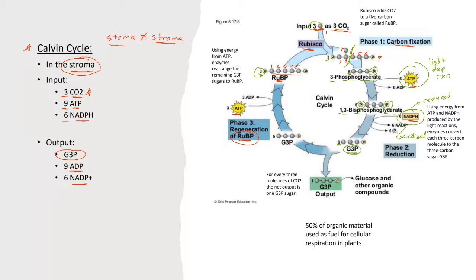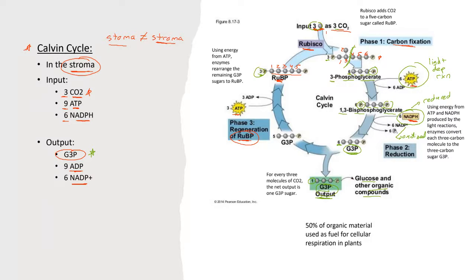Now, only one of these G3Ps, okay, is going to be an output. That's all you make. Out of all of this work, you only get 1 G3P out of here. And then that G3P, like I said here, the output, right? G3P is going to be used for what? To make glucose or other organic compounds, other kinds of sugars, okay?